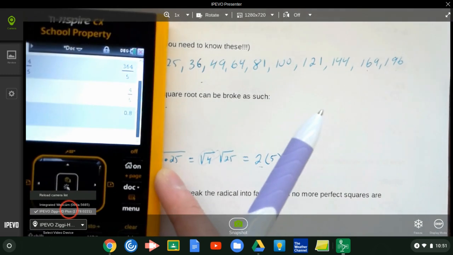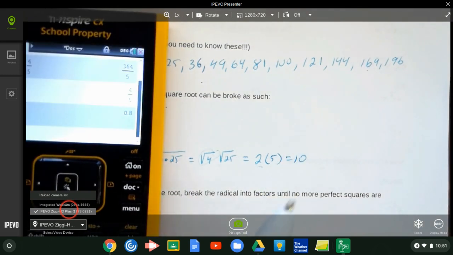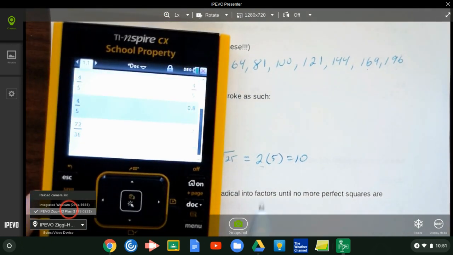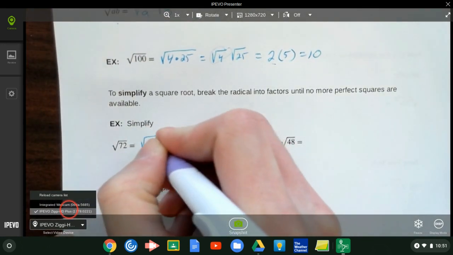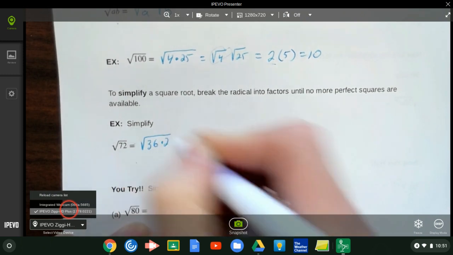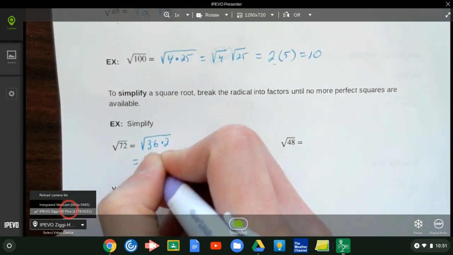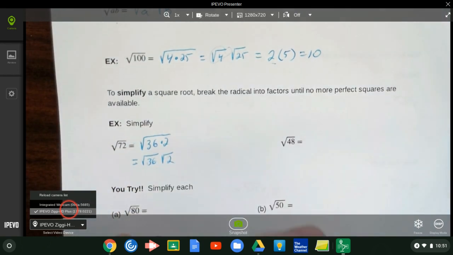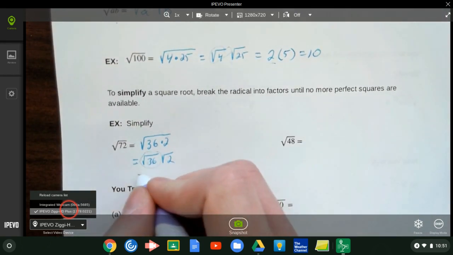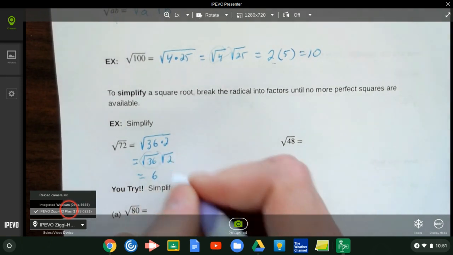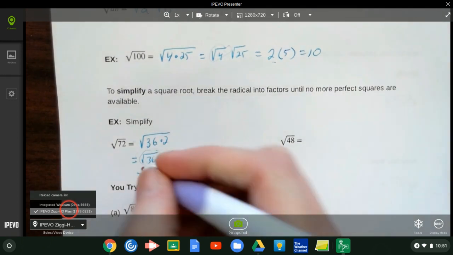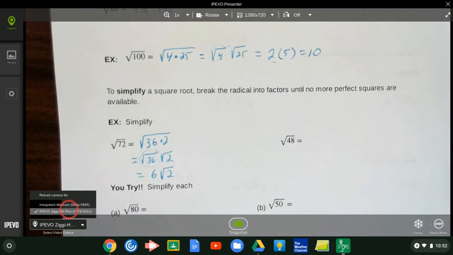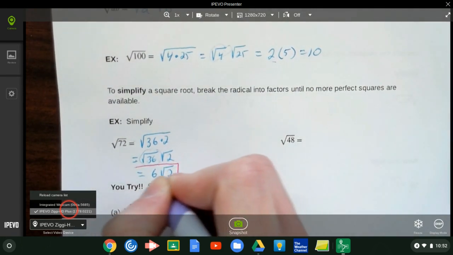If I use my calculator here, 72 divided by 36 gives me 2. So I can break this up as 36 times 2, which I can break up as the square root of 36 times the square root of 2. I know the square root of 36 is 6. I don't know the square root of 2, so I'll leave it as times the square root of 2. And there's my solution. So my answer is 6 radical 2.